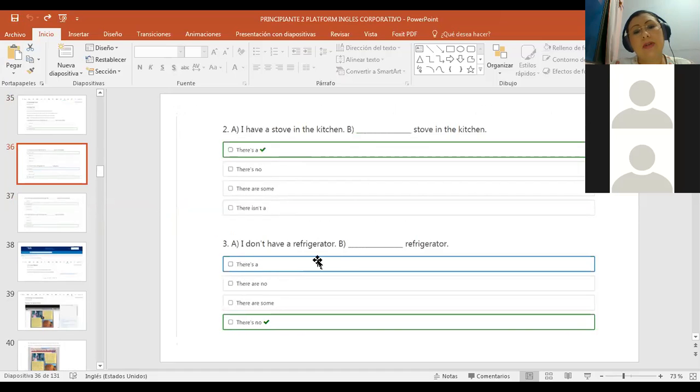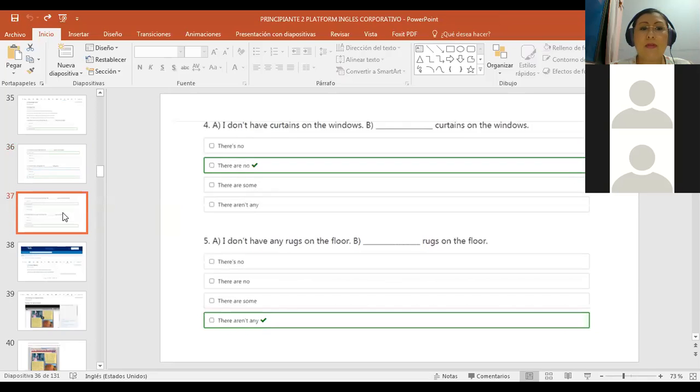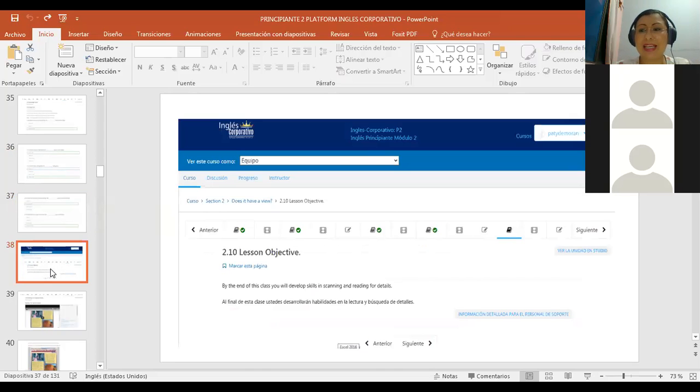Number three, I don't have a refrigerator. So it means that there are no. Refrigerator is singular, so I say there's no refrigerator. And number four, I don't have curtains on the windows. Curtains is plural, so you use there are. So you say there are no curtains on the windows. So that's the solution for the exercise about there is and there are that we studied last night.